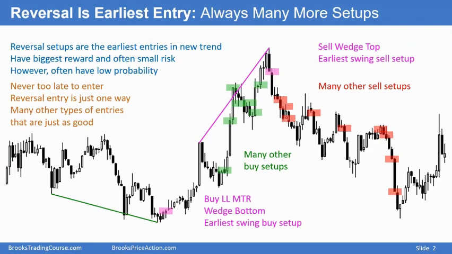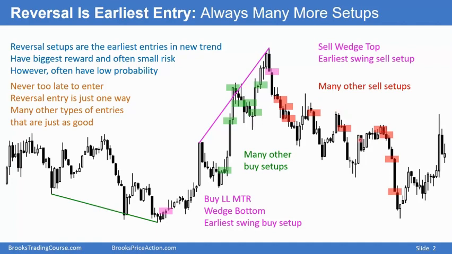Here we have a bull bar, pullback in a very tight bear channel. You sell below the low of that bar. We have a rally. We have a low 2, a double top here and here. Sell below the low of that bar. Another double top here and here. Sell below the low of this bar.